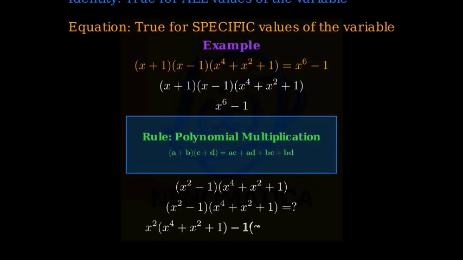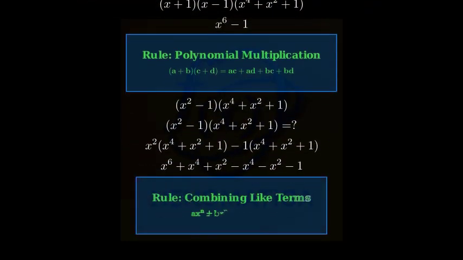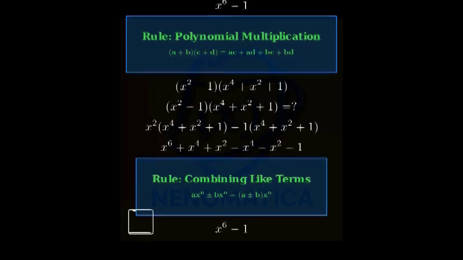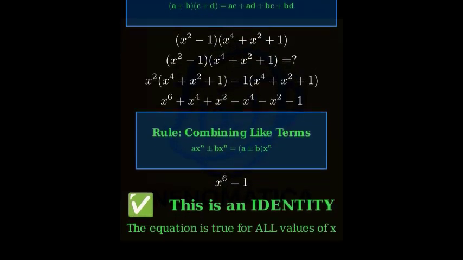When we distribute the multiplication, we get x to the sixth power plus x to the fourth power plus x squared minus x to the fourth power minus x squared minus 1. Simplifying by combining like terms, we get x to the sixth power minus 1, which is exactly what we have on the right side. Therefore, this equation is true for all values of x, making it an identity.